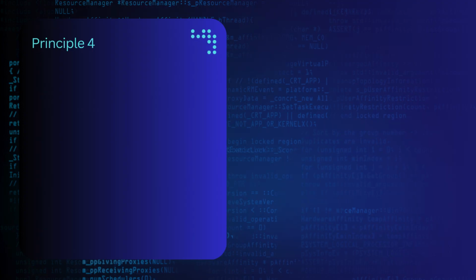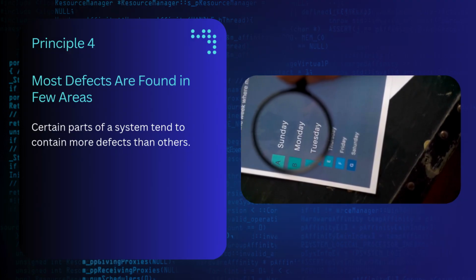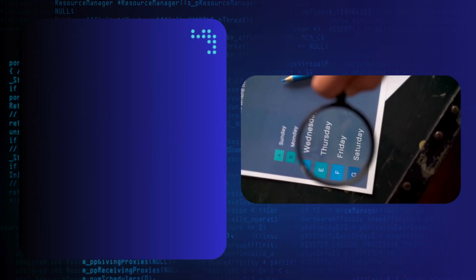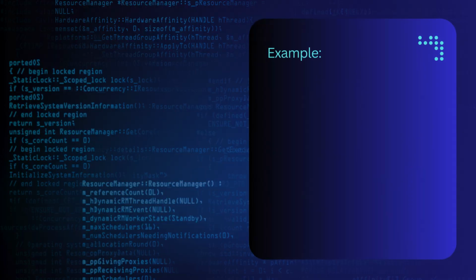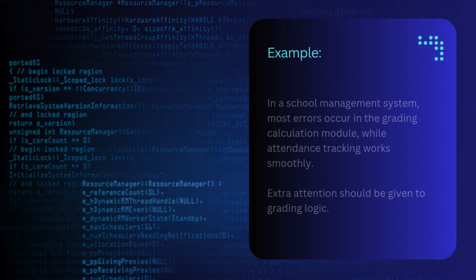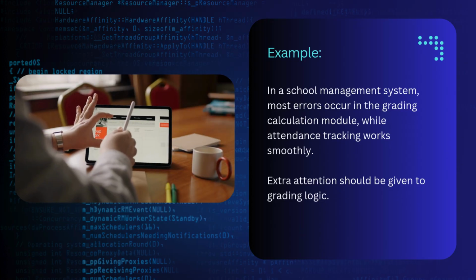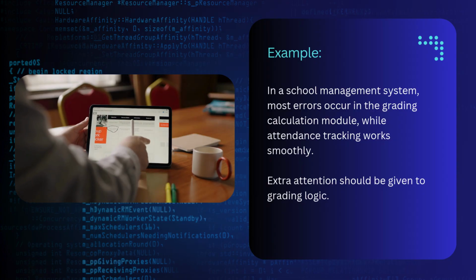Principle 4. Most defects are found in few areas. Certain parts of a system tend to contain more defects than others. Example: in a school management system, most errors occur in the grading calculation module, while attendance tracking works smoothly. Extra attention should be given to grading logic.